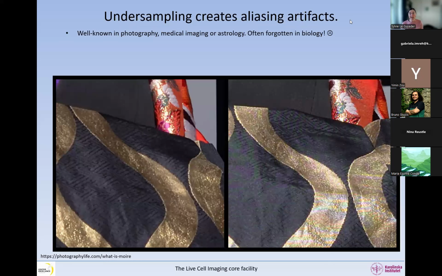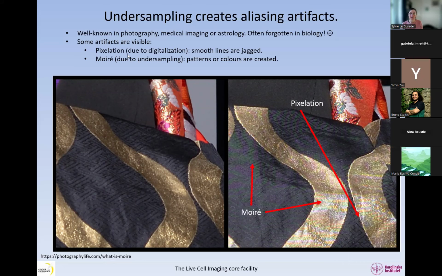Undersampling creates aliasing artifacts. This is a well-known thing in photography and in medical imaging and in astrology. But somehow in biology, we just pretend it's not there. And that's a pity. Some artifacts are visible, for example, pixelation. You can see in here this very nice curve. This curve that is very smooth in the cloth is actually jagged. This is pixelation, and this is the fact that we're digitalizing something that is curved. So we start seeing the little squares on the edges.